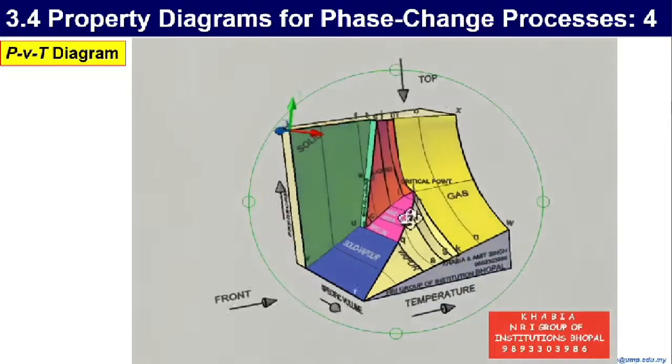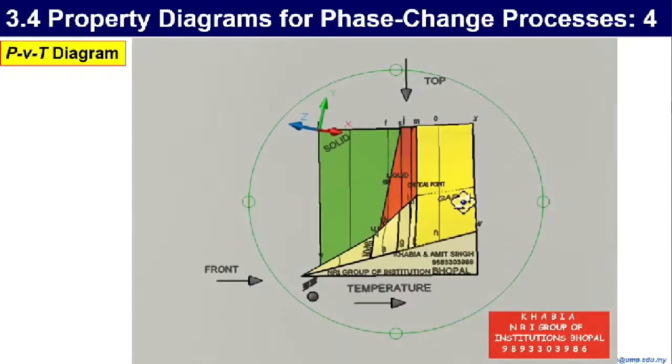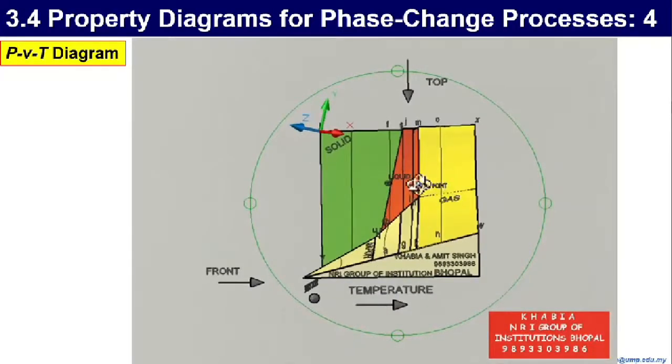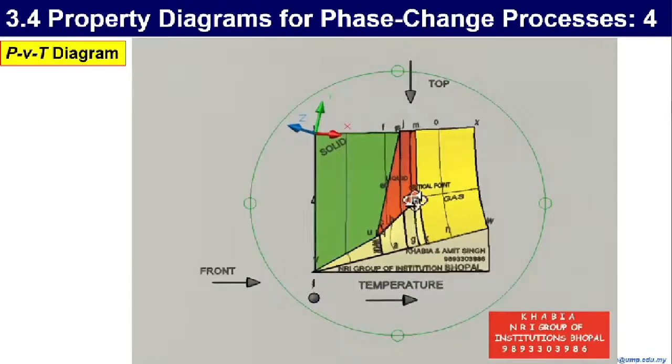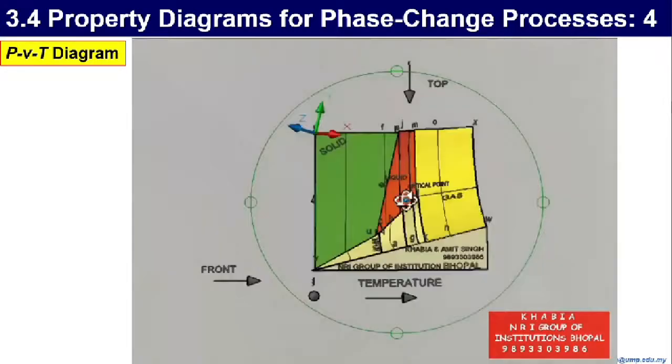And when you look at the 3D model of PVT surface from right side, you see that it appears similar to the PT diagram. This is the axis of pressure, this is the axis of temperature, this is the triple point, this is the critical point, this is the solid region, this is the liquid region, this is the vapor region. Once more, I have brought the slide of PT diagram on screen so that comparison becomes very clear in your brain.